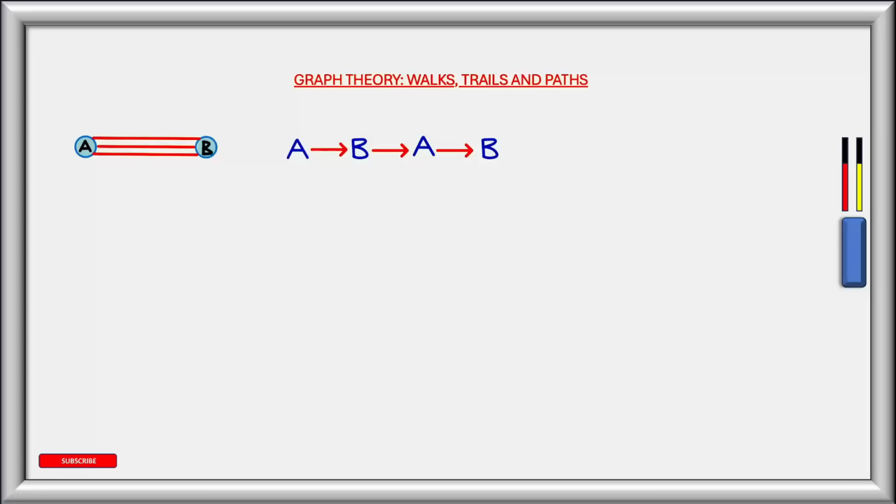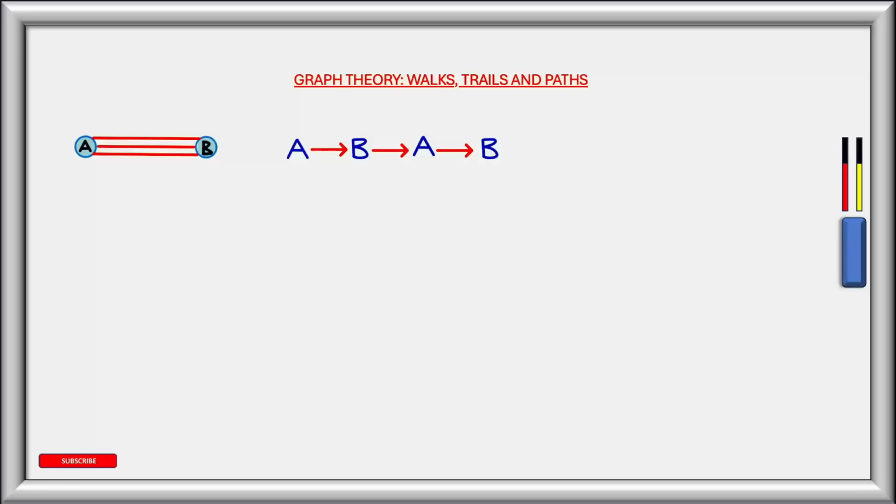Let's say we have a graph with 2 vertices, so A and B, and between A and B we have 3 edges. Take a look at the sequence, A to B, B to A, and A to B. Is this a path or a trail? Pause the video now if you want to play along.